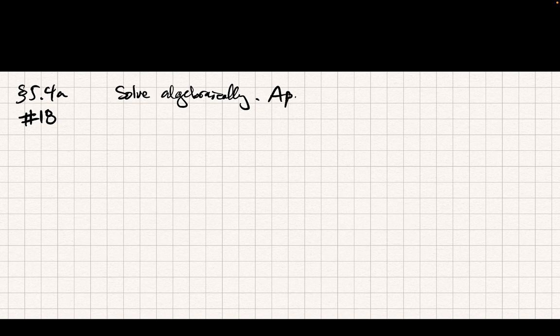Right, so this is answering some homework questions on section 5.4a. This is number 18. You always start with writing the problem. Write the problem. This is solve algebraically. Approximate the result to 4 decimal places.